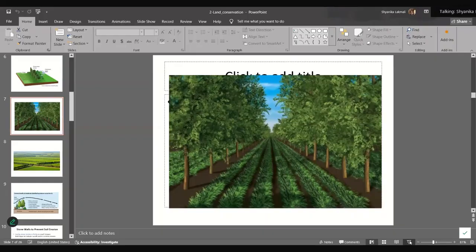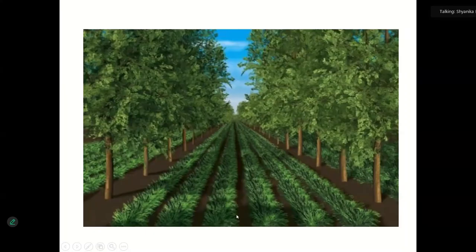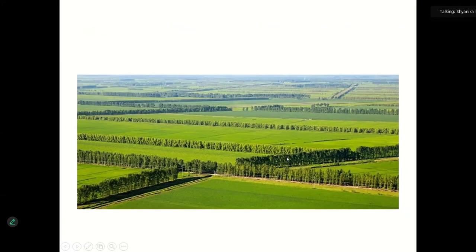Now, I hope you can see the full screen now. Here we cultivate tree lines against the wind direction like this. Here, these areas are used for animal husbandry or livestock production or whatever it is. So that is the windbreak.